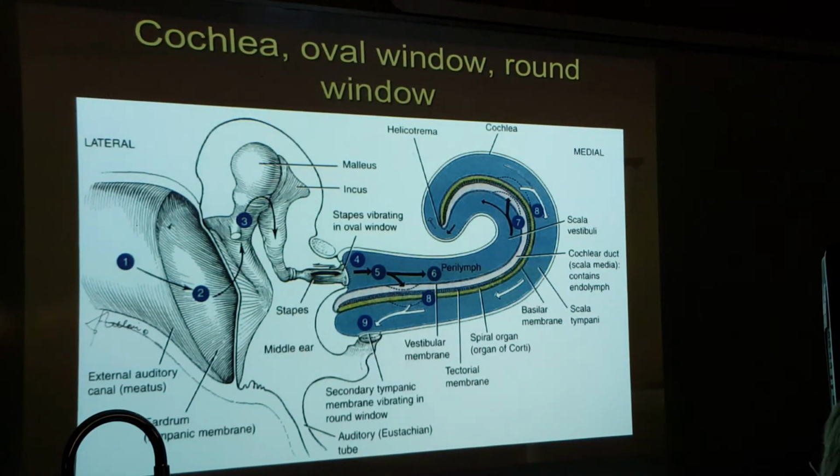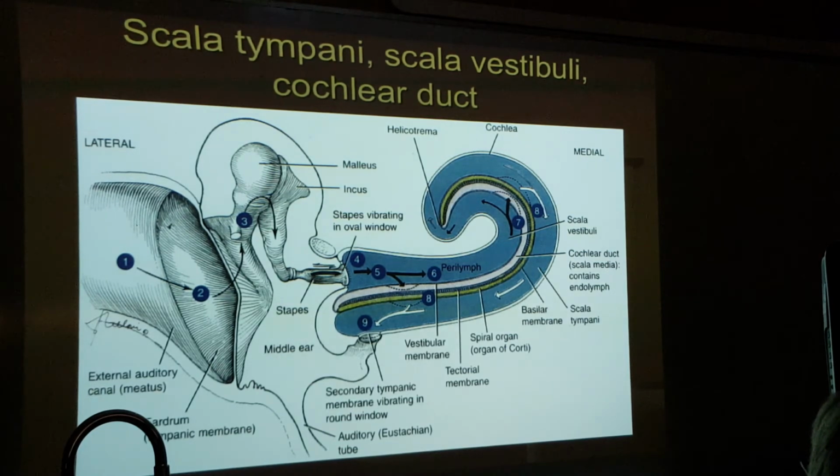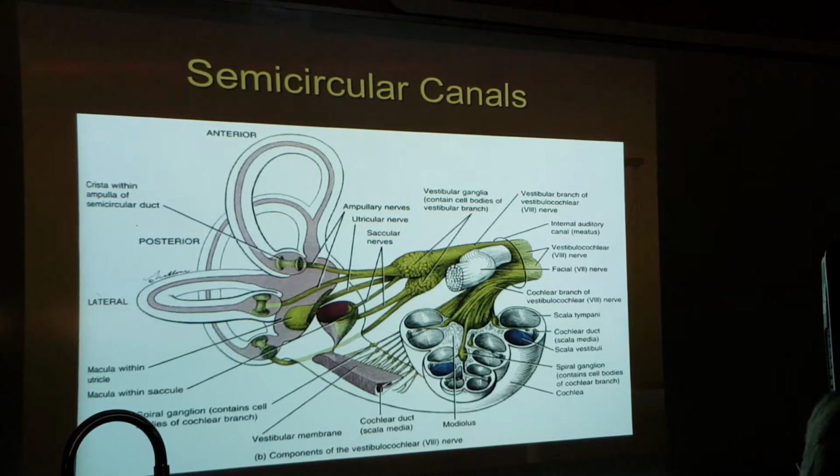And there's another picture, oval window, round window. Scala tympani and scala vestibuli. The scala vestibuli is the smaller one of the two scalas. That's how you can recognize it. And the cochlear duct is the smallest one of the three. And you can actually take our little cochlea apart, and I think it shows enough detail to see the scala tympani and scala vestibuli. The scala vestibuli is the smaller one.